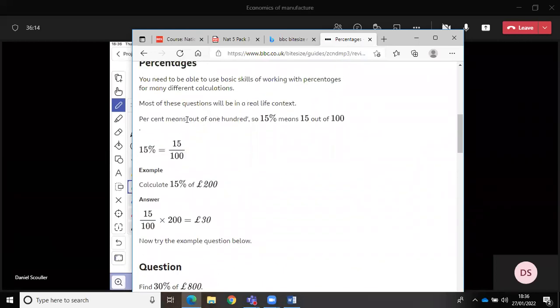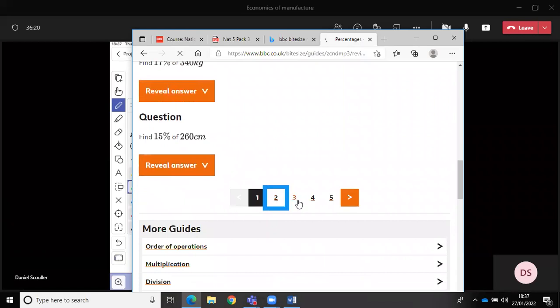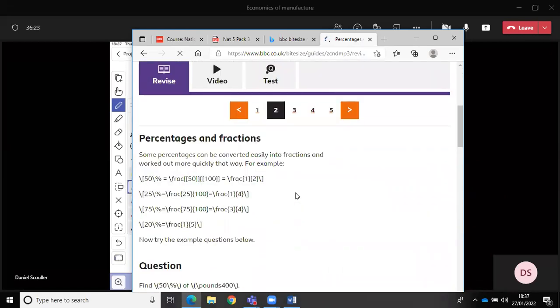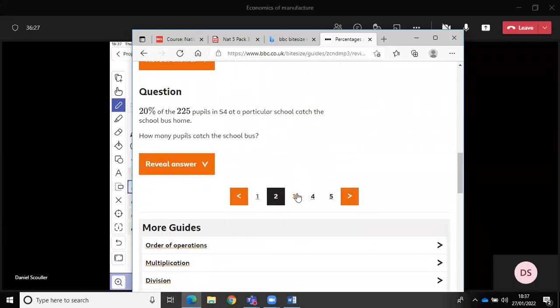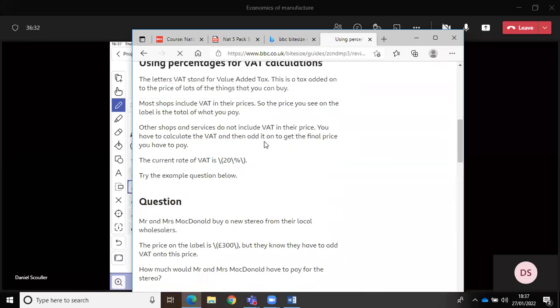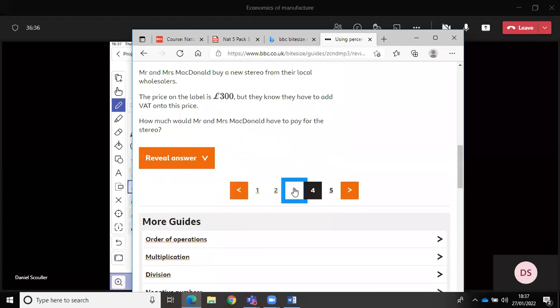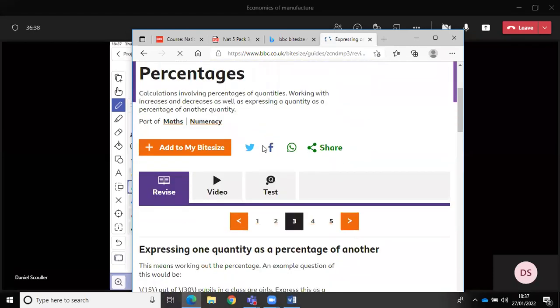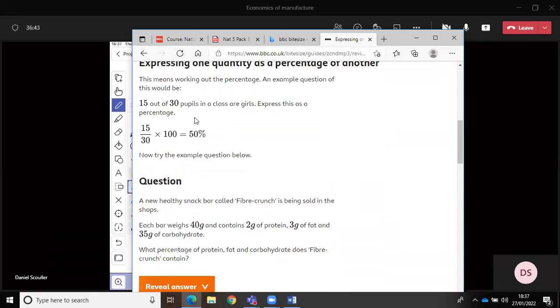Percent means just out of 100. 15% is 15 out of 100. If you're unsure, just have a look at that and get yourself comfortable. Make sure you're at that level. So there's your percentage increase: working out percentage increase, and expressing one quantity as a percentage of another. That's what we've just been doing.